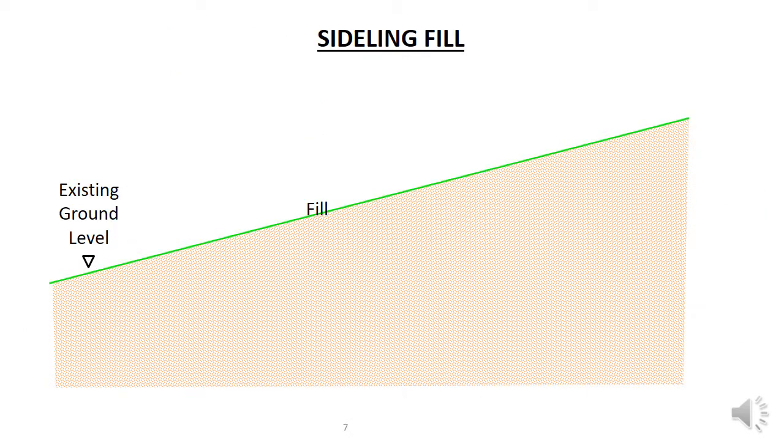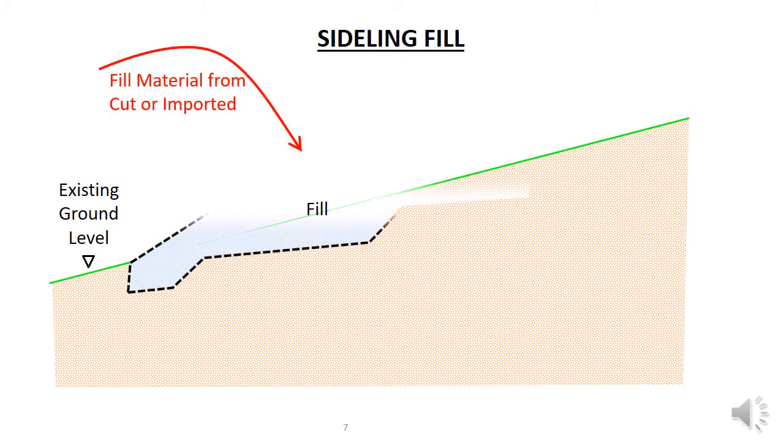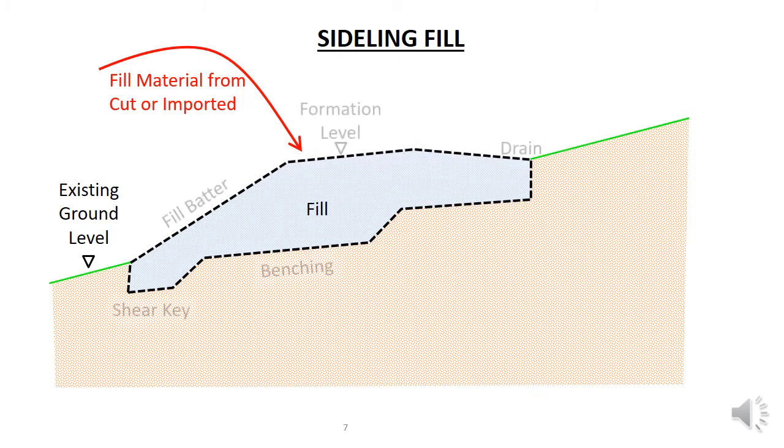Another type of fill is a sideling fill. This is where you construct a fill on the side of a hill. The main risk is that the whole fill structure slides down the hill. Therefore, when we construct fill on a hill, we cut benches into the existing ground and we build the fill into the benches. Additionally, a trench is usually constructed at the foot of the fill, which is also part of the fill structure. This is called a shear key.